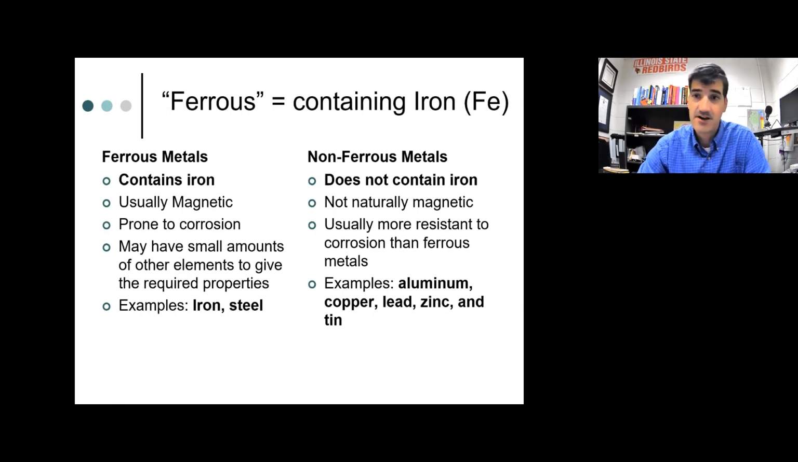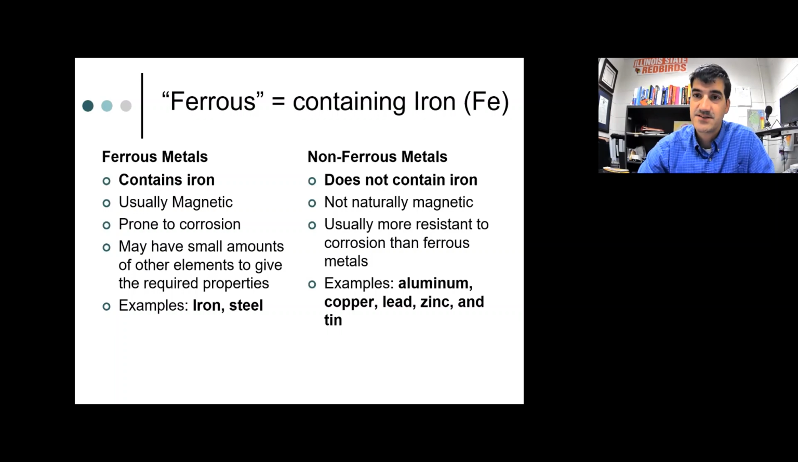So plain old iron is a ferrous metal, but usually we add stuff to it and we make different kinds of steel. And there are thousands of different kinds of steel. And we'll talk about some of those later on in this class. Not this session, but this class.